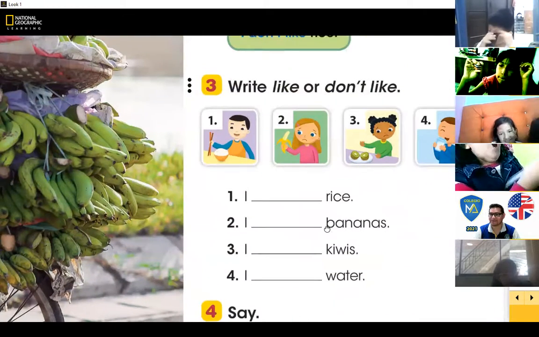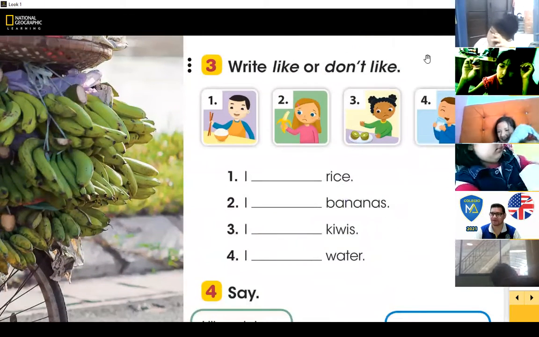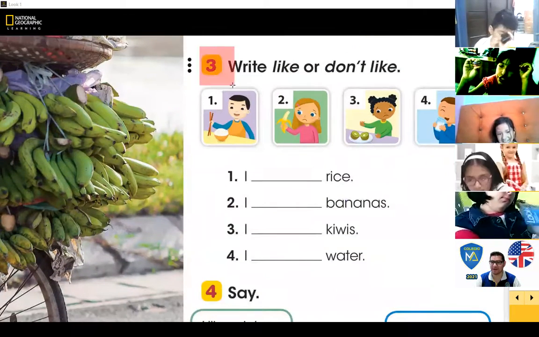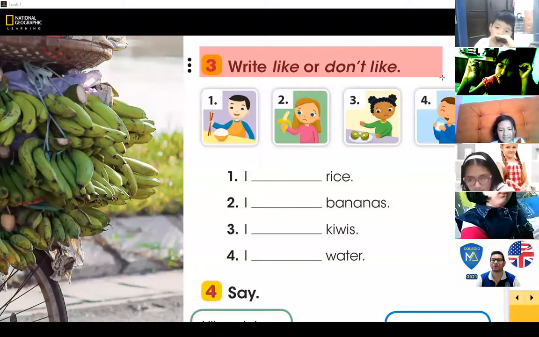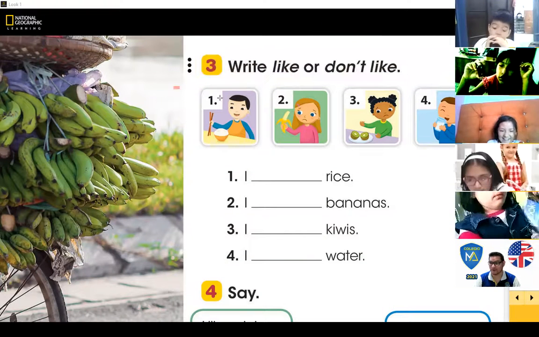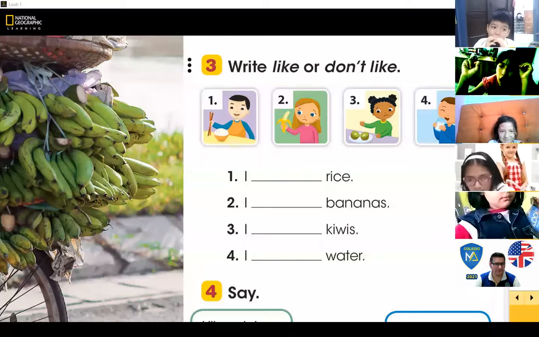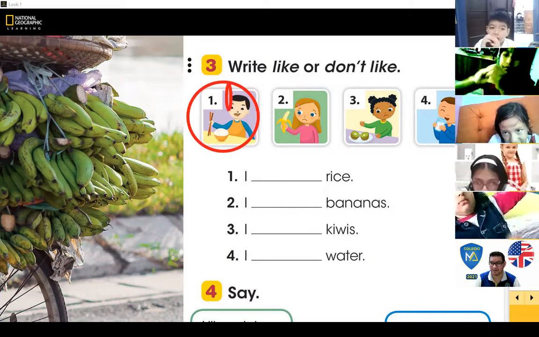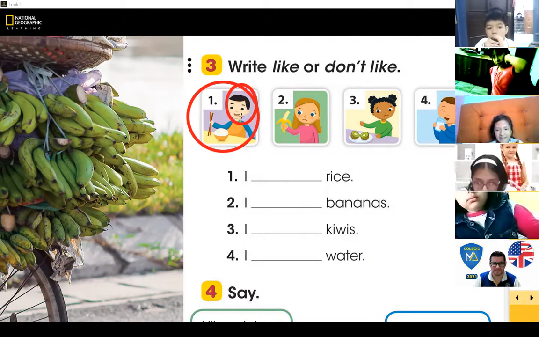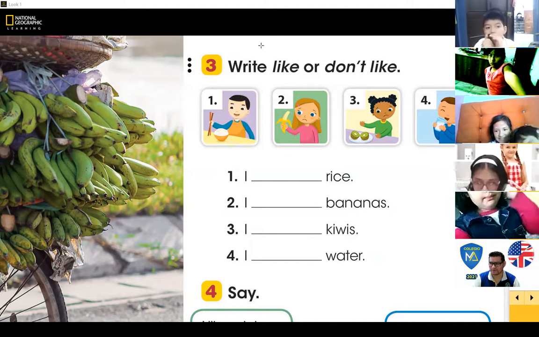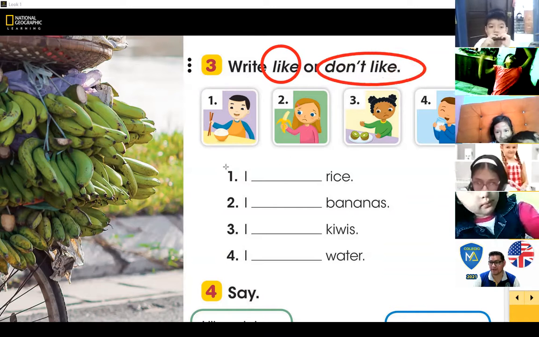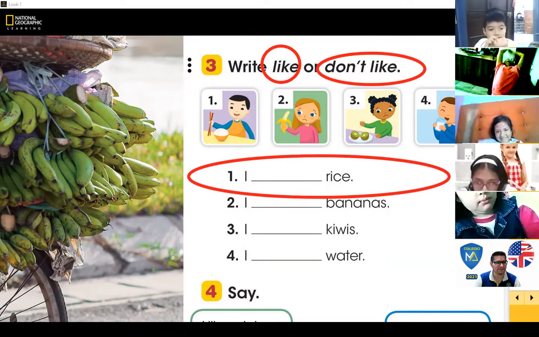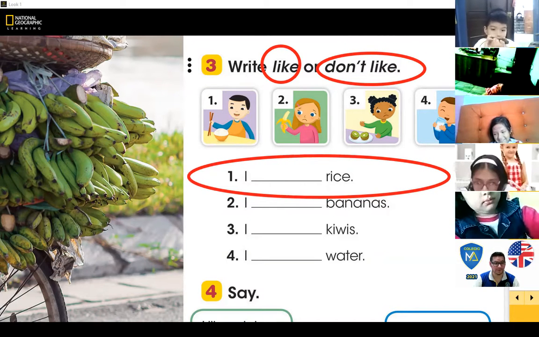So please, in this part, we have to work on this activity. It says number 3, write like or don't like. We have here 1, 2, 3, 4. In number 1, what do you think is the answer for number one? Look at the picture, miramos la imagen. Look at the boy, how is he? ¿Y qué nos dirá este boy? ¿Nos dirá like o don't like? ¿Nos dirá I like or I don't like rice? What do you think? This is going to be open microphone, okay?